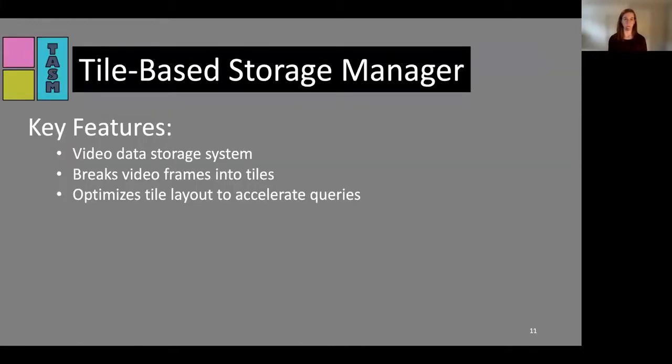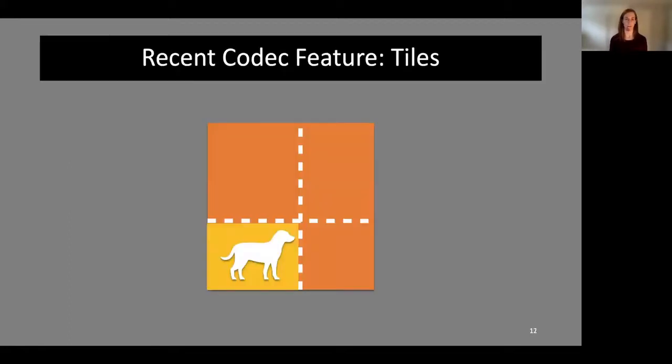And so to address this need to be able to efficiently access into frames, we introduced TASM, which is a tile-based storage manager that breaks video frames into tiles and optimizes the tile layout to accelerate queries. And so if we think about what tiles actually are, they're enabled through a recent codec feature that lets us split frames into independently decodable pieces. And so if these white dashed lines represent tile boundaries, now we can decode just the lower left portion of the frame that contains the dog.